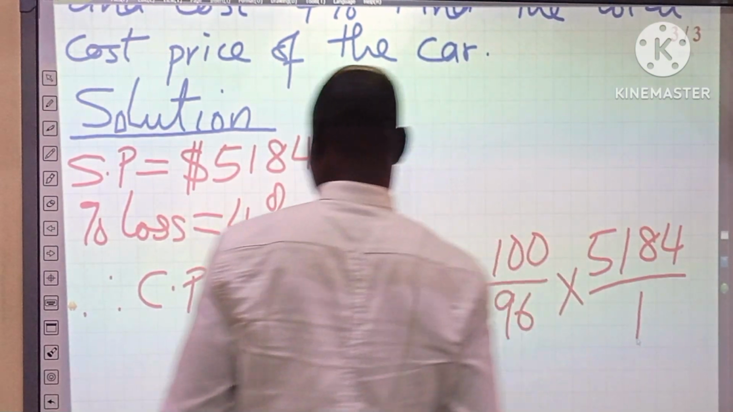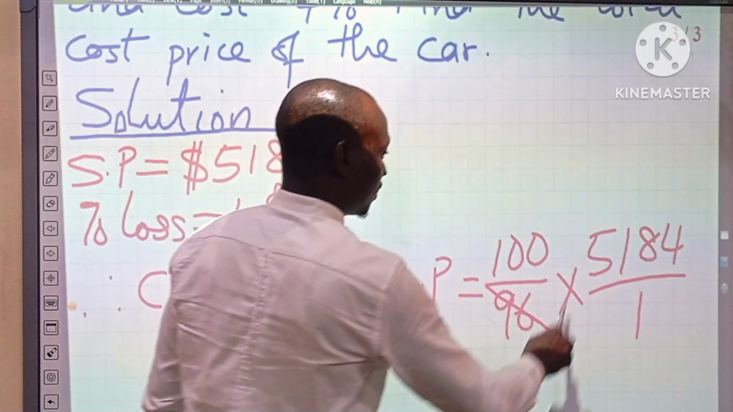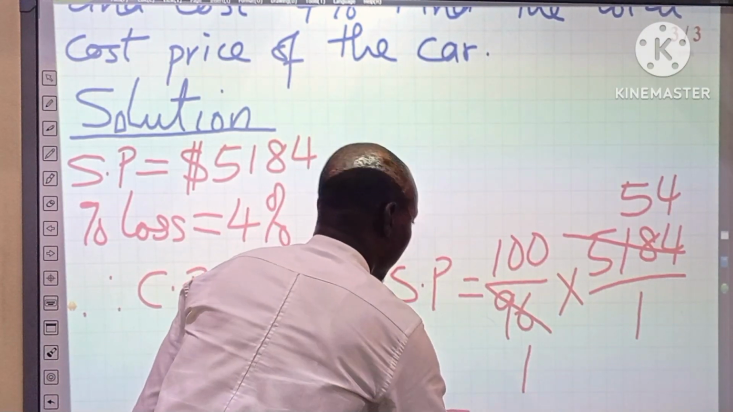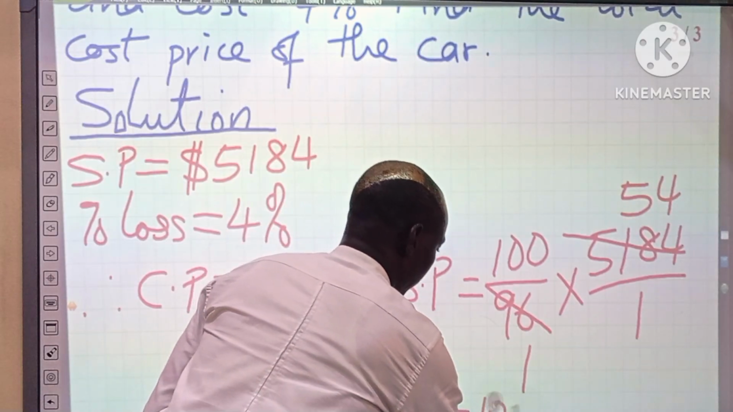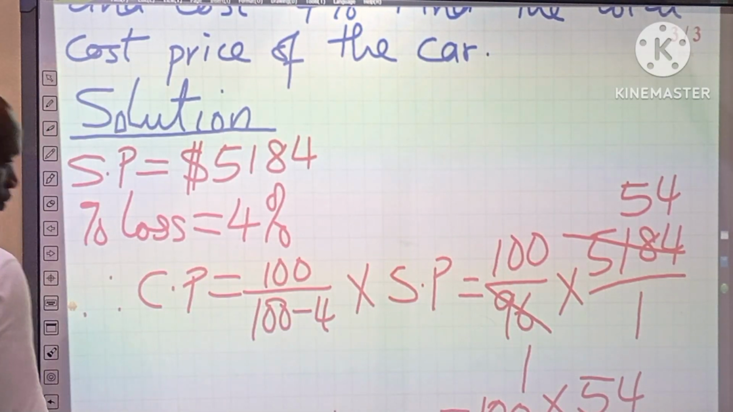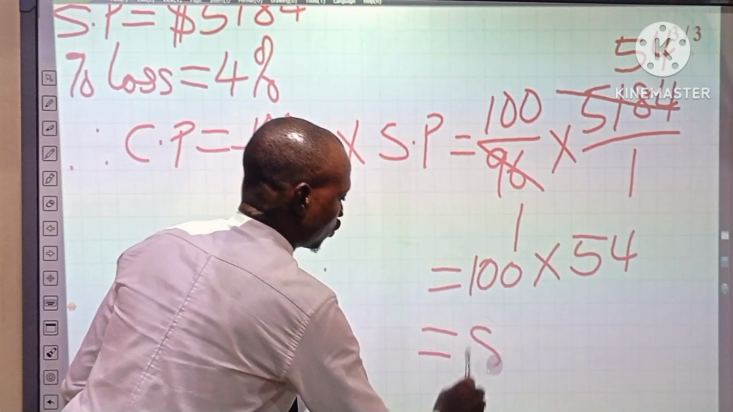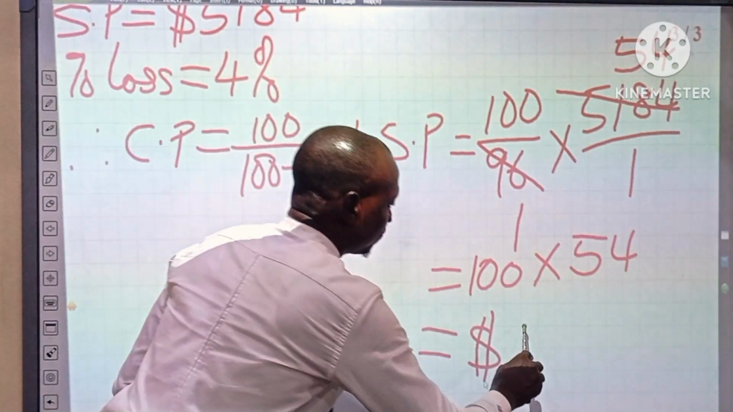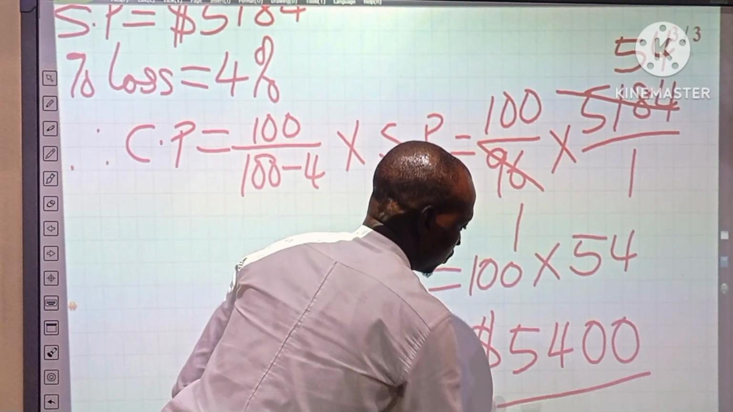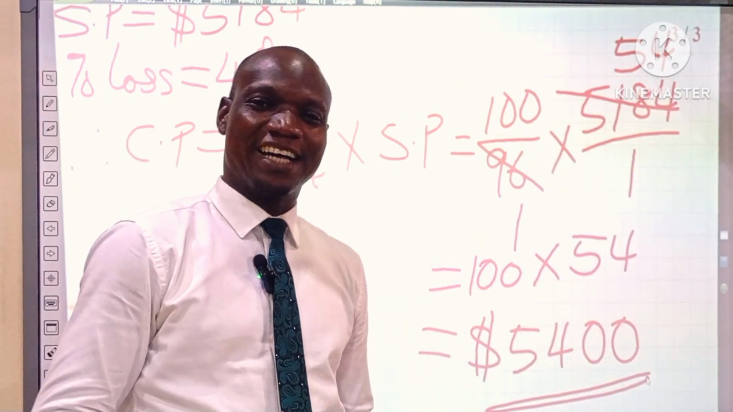5184 over 1. So 96 here gives us 1. 96 gives us what? 54. So our final answer will be 100 times 54. This is simply written as what? 5,400 what? Dollar. That was the cost price of his car.